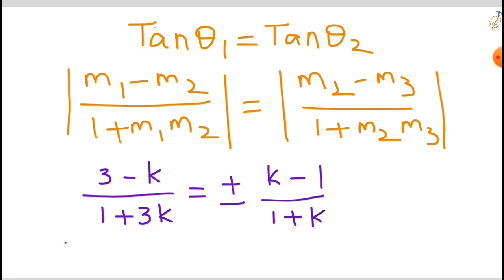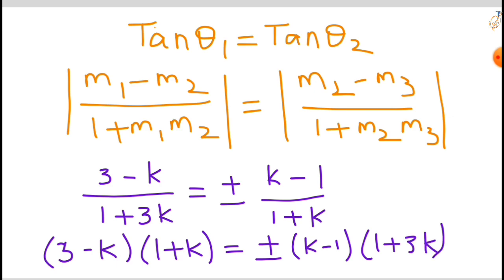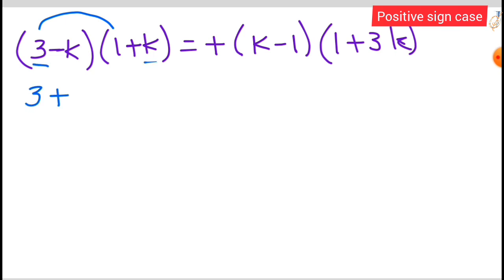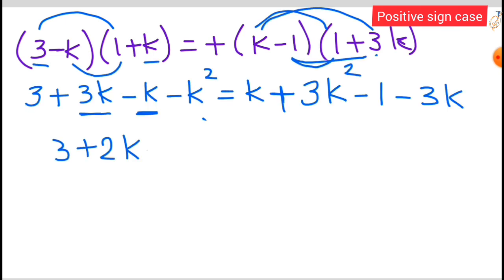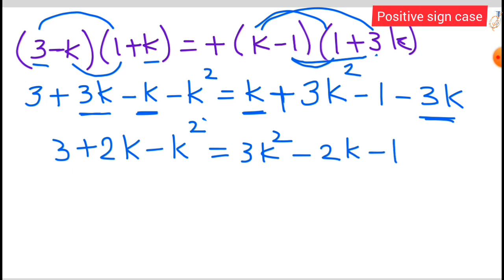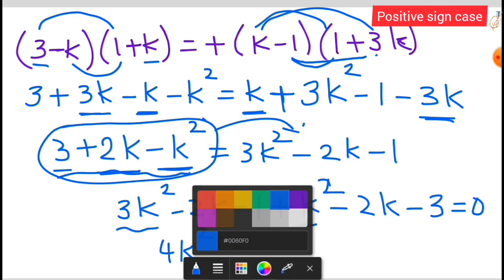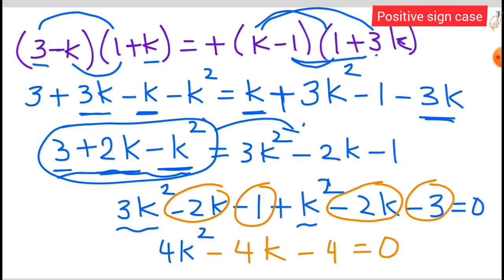If you do cross multiplication you will get, so we have plus or minus. First take the positive sign, find out the k value. Later take the negative sign to find the k value. K minus 3k, which gives minus 2k minus 1. When you divide both sides by 4, you will get k square minus k minus 1 equal to 0.